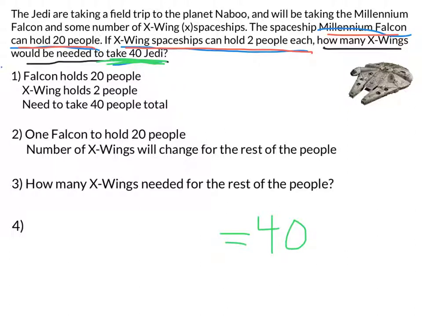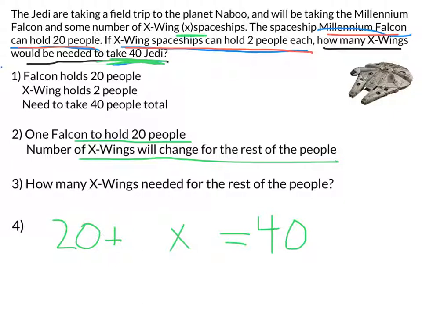Then we know that the Falcon can hold 20 people. So we have one Falcon that's worth 20 people. Plus, however many X-Wings we have, and we're going to use that variable X to stand for our X-Wings. We don't know how many, but we do know that each one can hold 2 people. So we have 20 for the Millennium Falcon plus 2 times however many X-Wings we take equals our total that we want, which is 40.